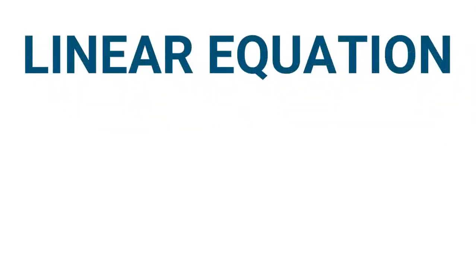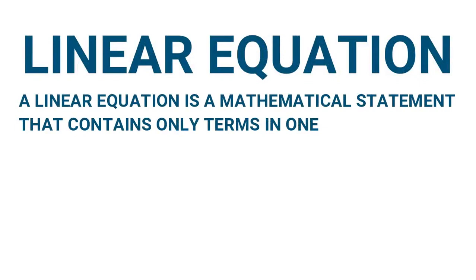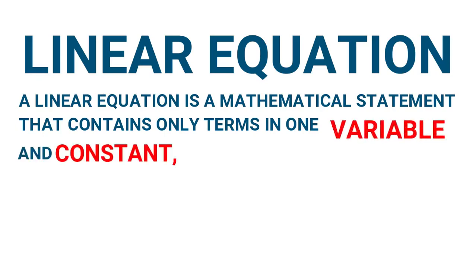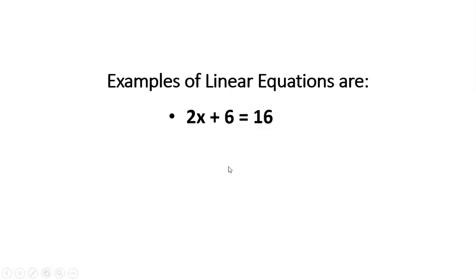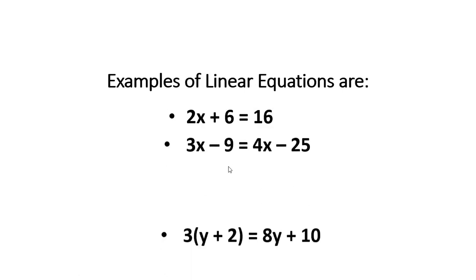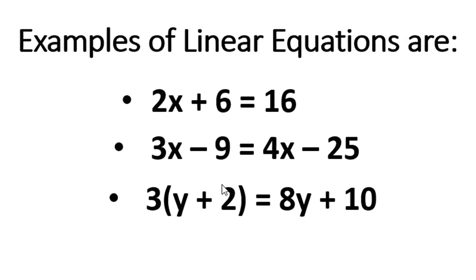Linear equation. Now, what is a linear equation? A linear equation is a mathematical statement that contains only terms in one variable and constant, and the highest power of the variable is 1. Okay, I am going to explain this definition one by one. Now, these are examples of linear equations.